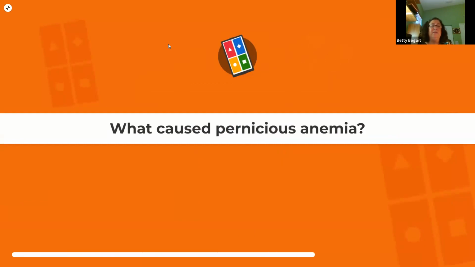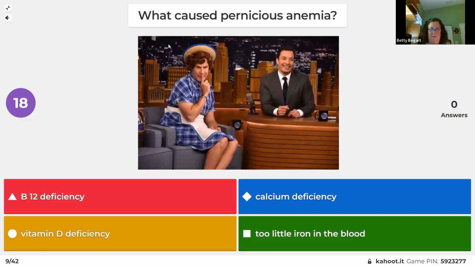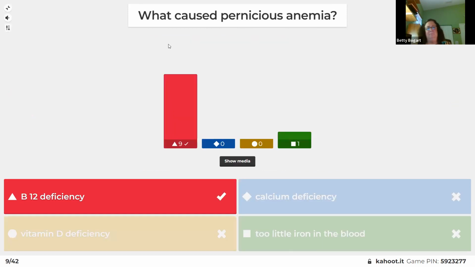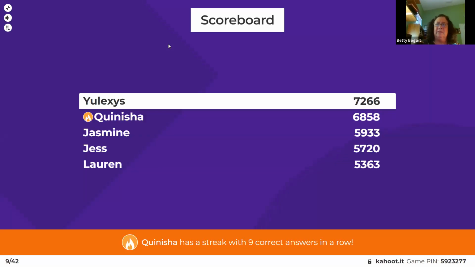What causes pernicious anemia? The intrinsic factor, right? And how do we correct it? Well, we just give B12 to this child or adult, and it will help correct it.